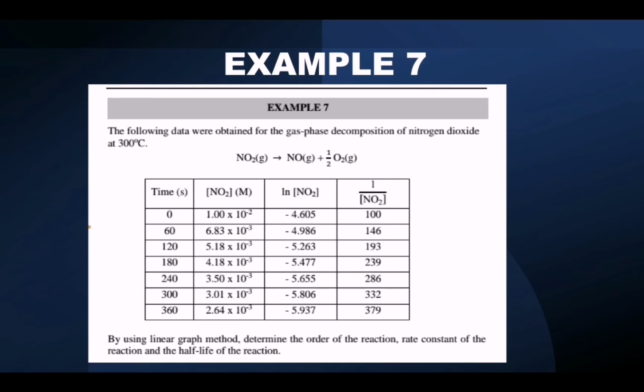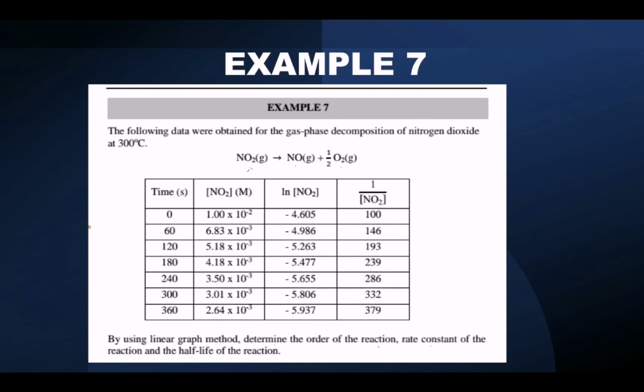This is example 7. The following data were obtained for gas phase decomposition of NO2. So diberi data untuk NO2, dissociation of NO2 to form NO and oxygen gas. So kita ada satu reactant kat sini. So by using linear graph method, determine the order of reaction, rate constant and half-life of the reaction. So kat sini dia tak bagi tahu soalan ni sama ada zero, first atau second order.